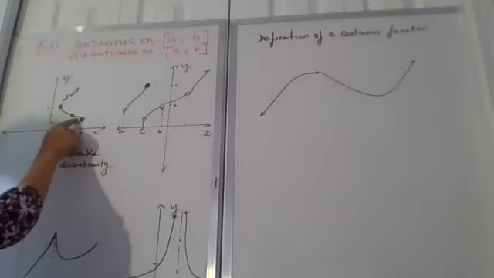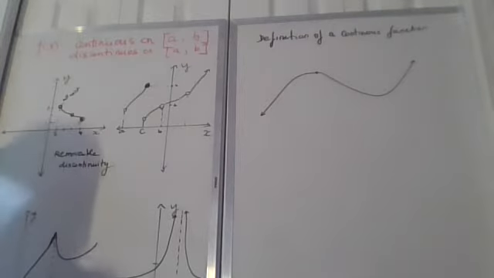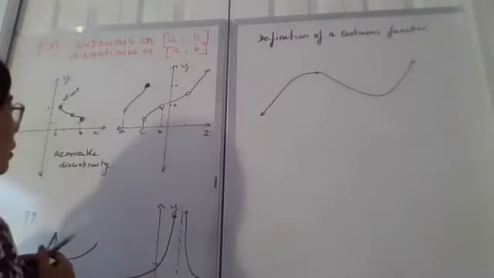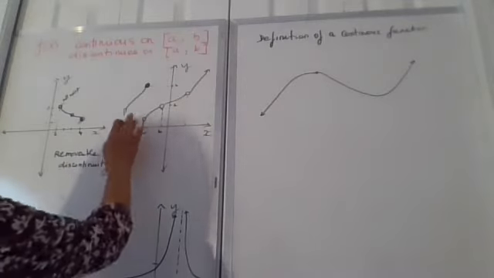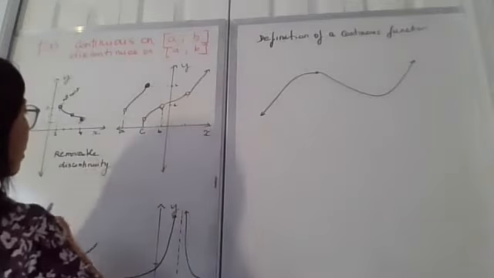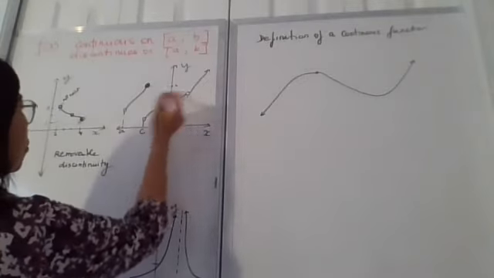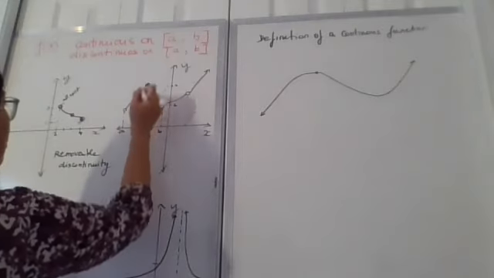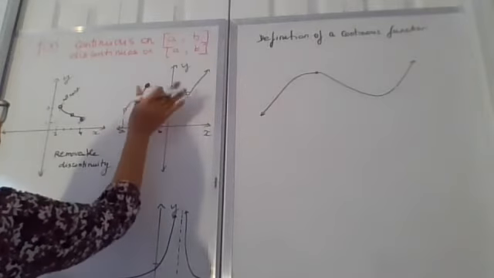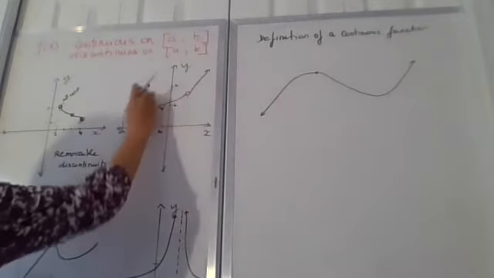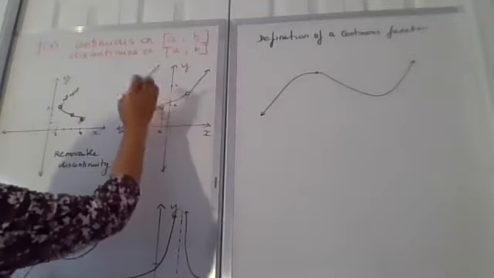In between them, is the function continuous? Now, let's look at the second case. If you look at this function, there's a hole here, a hole here, a hole here, and this is a two-piece function. There's no function in between them.